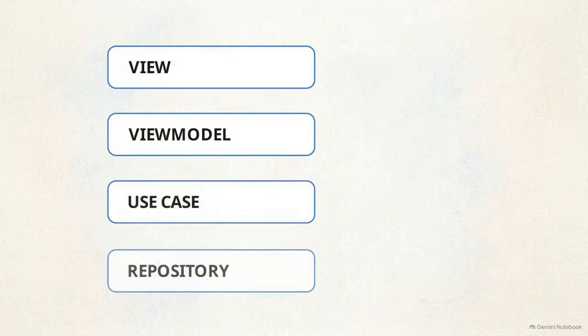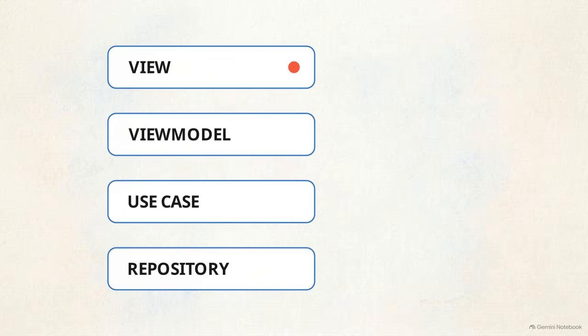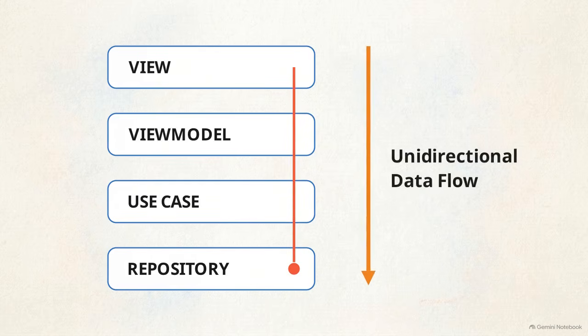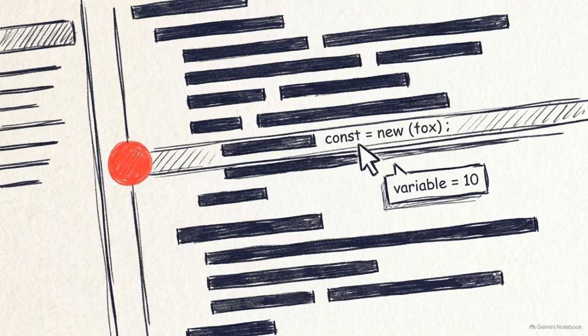Open your debugger and set your first breakpoint at the top view layer. Then step down into the ViewModel logic layer. Keep stepping into the use case layer and finally trace the path to the repository layer, ensuring data flows in a single, predictable direction. Running the debugger locally strips away the ambiguity.